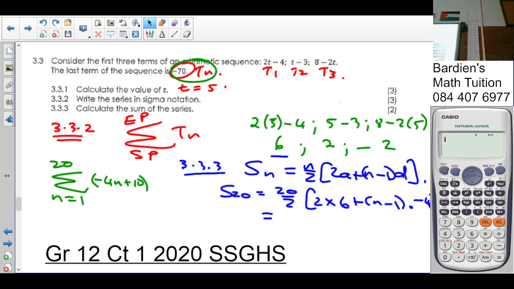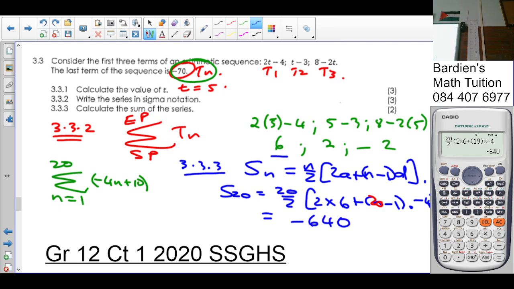Okay. Let's check if the calculator is on there. Yes. So we have 20 over 2 into 2 times 6 plus n minus 1, which is 20 minus 1, which is 19. If you want to have written 19 would have also been fine, times negative 4. The answer is negative 640. Is that correct? Negative 640.